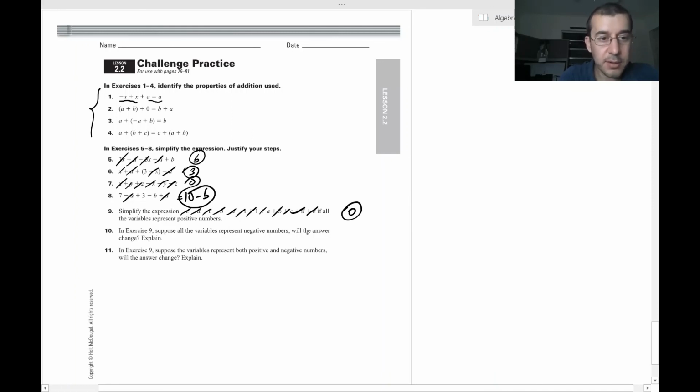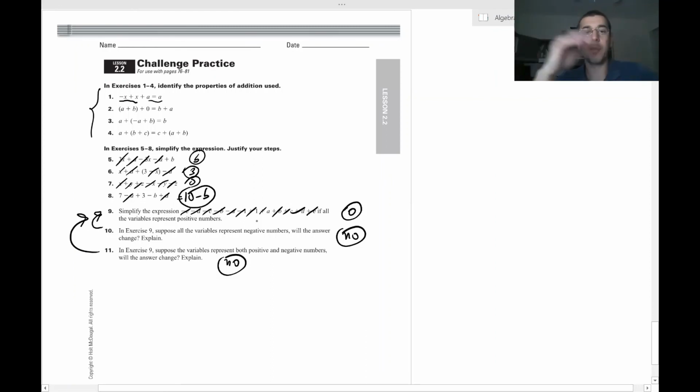Number 10, in exercise 9, suppose all the variables represent negative numbers. Will the answer change? No. No, the answer doesn't change because the inverse property of addition works for any numbers, negative or positive. In exercise 9, suppose the variables represent both positive and negative numbers. Will the answer change? No. No, because as I said, the inverse property works for negative or positive numbers.